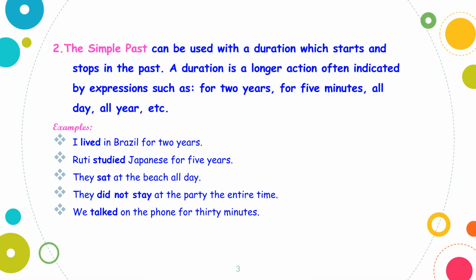To use number 2, the simple past can be used with a duration which starts and stops in the past. A duration is a longer action, often indicated by expressions such as for 2 years, for 5 minutes, all day, all year, etc. Examples: I lived in Brazil for 2 years.